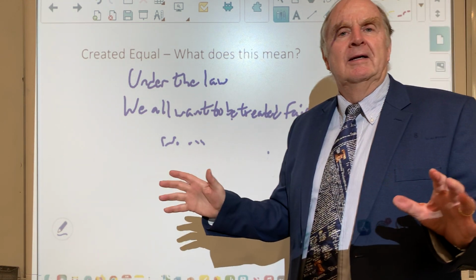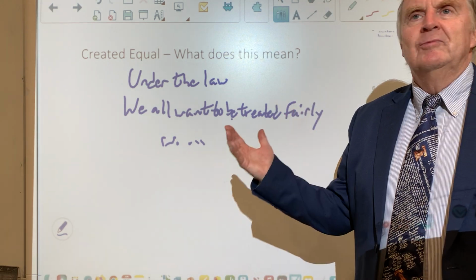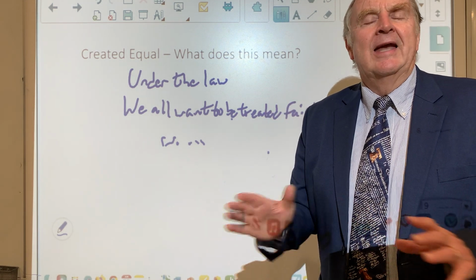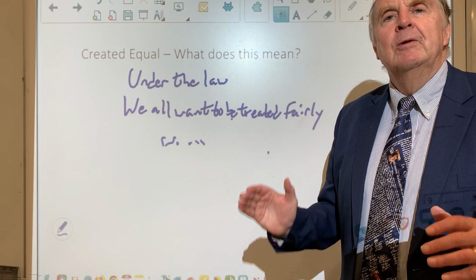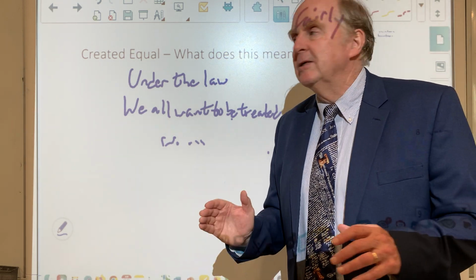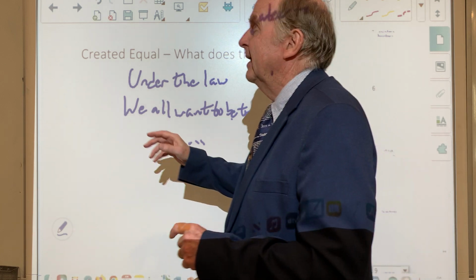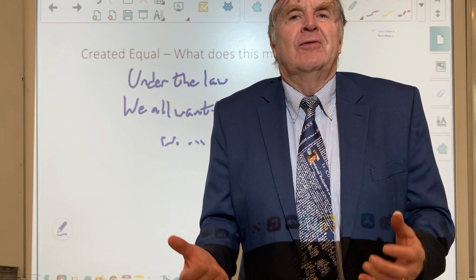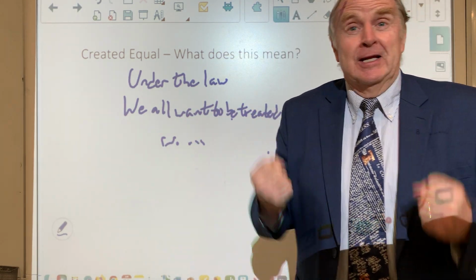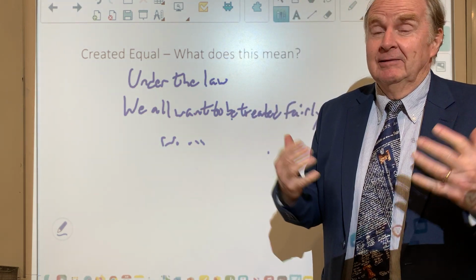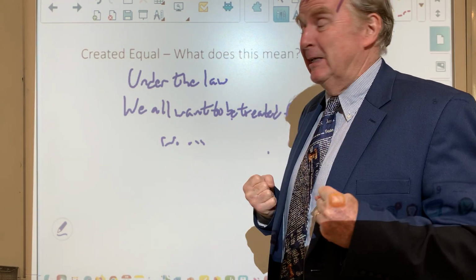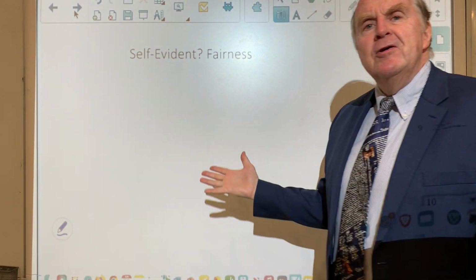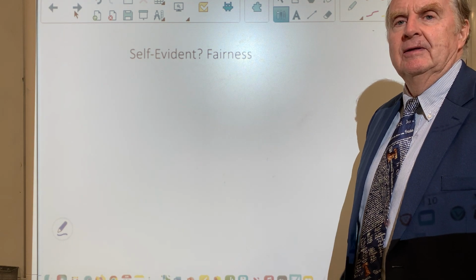We're not talking about equality in terms of physical prowess or intelligence or anything like that. We're talking about the way we want to be treated. We want to be treated fairly. And in that sense, we're created that way. We have that instinct to be treated fairly, and if we're not, we're going to complain about it, or if we can't complain about it, then we keep it inside and just kind of simmer. So fairness is self-evident.